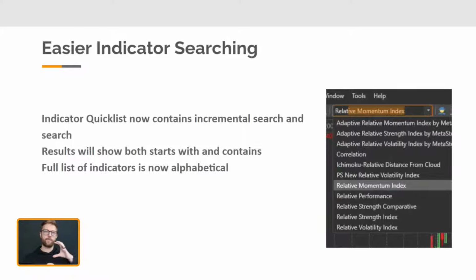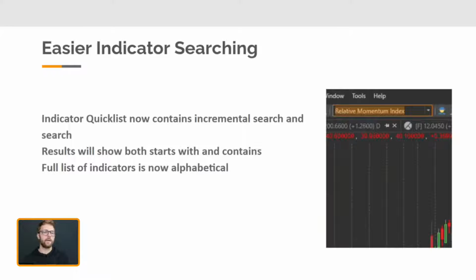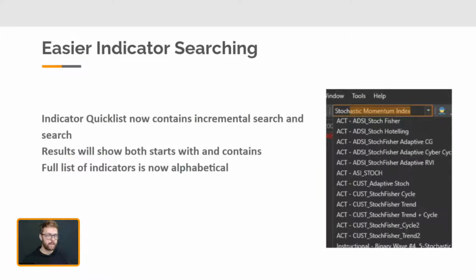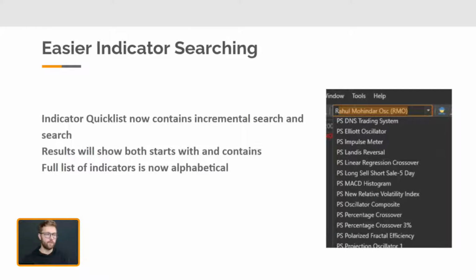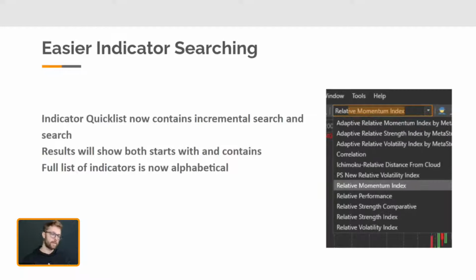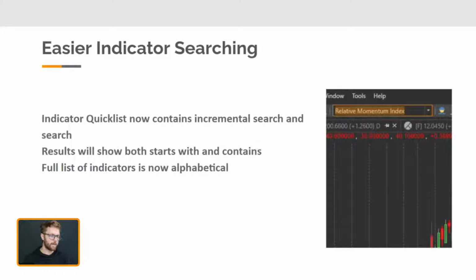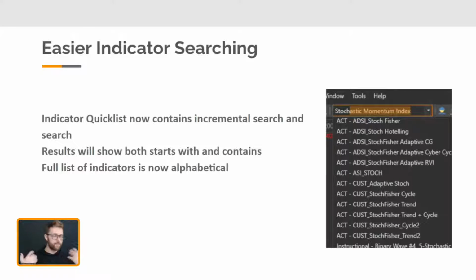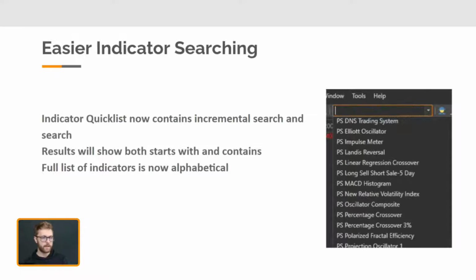Like we had 2 different alphabetical lists inside it, where now you can actually start typing to quickly move to the indicator you would like, and it will show the results for both starting with and contains, but it's also all alphabetical. There are not 2 separate alphabetical lists. So it makes it a lot easier to find your indicators. I'll quickly go and show you right now.